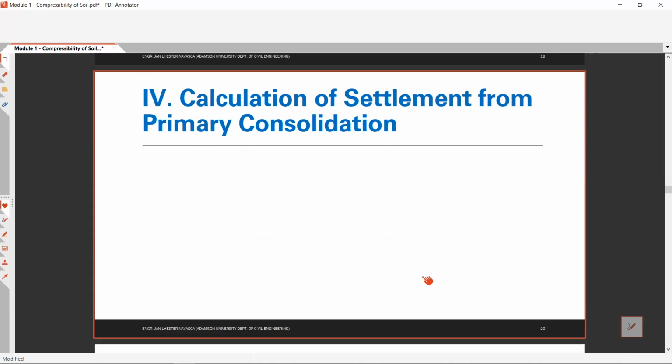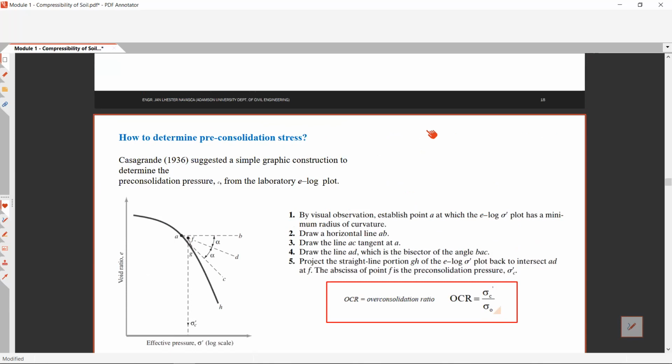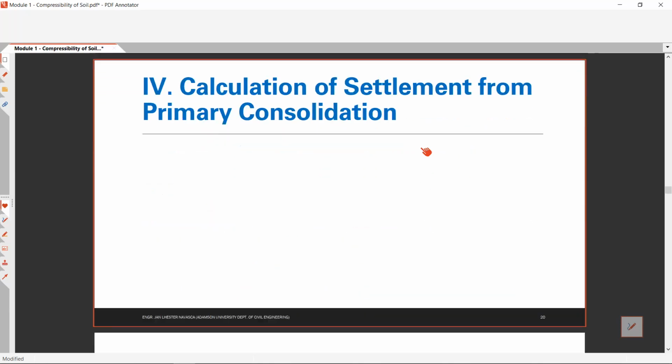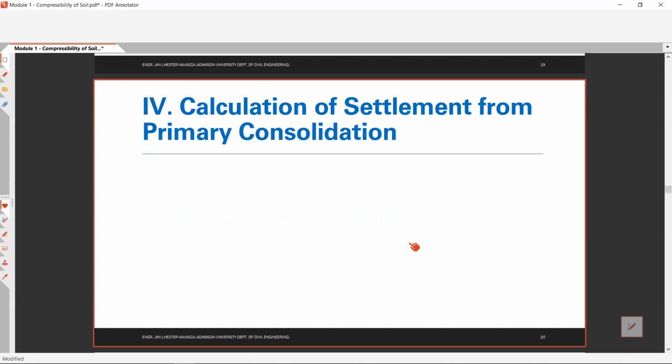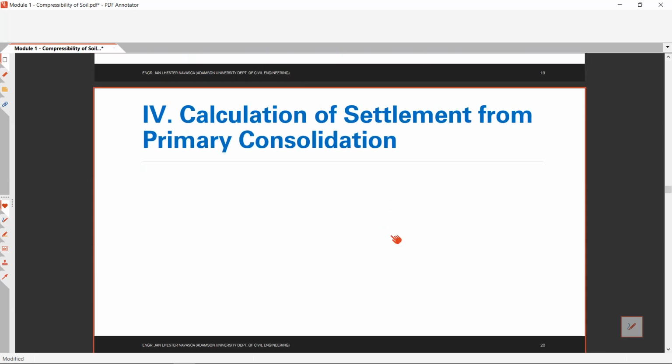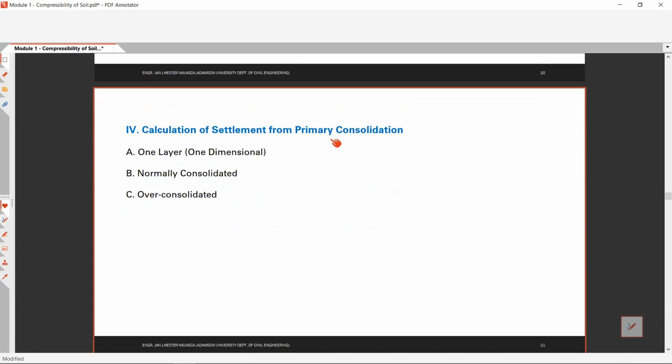Then the calculation of settlement from primary consolidation. Since all the preliminary investigation is okay, na-determine na natin yung preliminary investigation or given data, we can now solve for the calculation of settlement from primary consolidation. We only consider primary and secondary consolidation for the consolidation of a clay. Punta muna tayo sa primary consolidation.